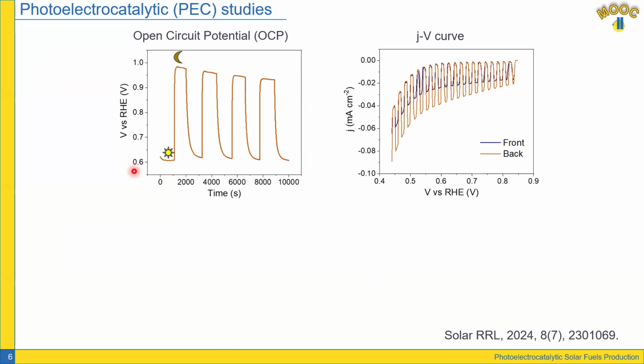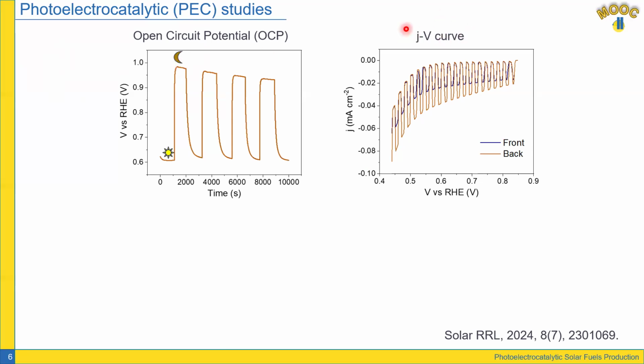And we do this measurement under chopped illumination, which is what we usually say. So basically, we are turning the light on and off and seeing the response of the OCP. And what we see is that we have a positive response of the open circuit potential under illumination, which is an indication of a p-type behavior of your semiconductor. And as it is well known, this material is a p-type semiconductor.